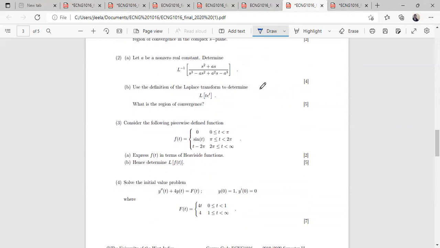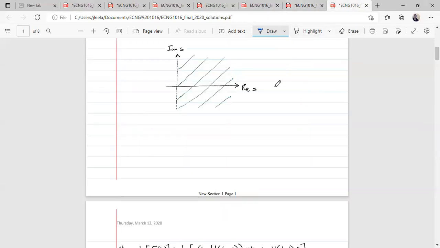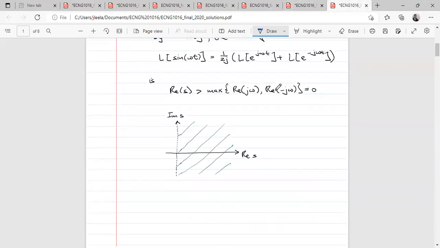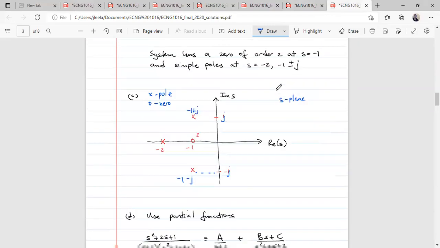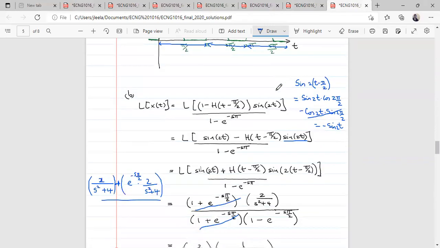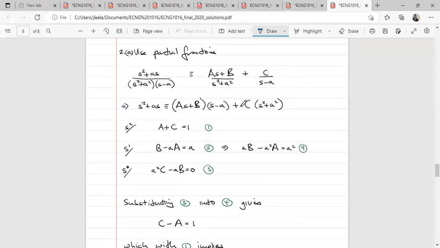Let a be a non-zero real constant. Determine the Laplace inverse of s squared plus as over s cubed minus a s squared plus a squared s minus a cubed. Use the definition of the Laplace transform to determine the Laplace transform of t e to the t. And what is the region of convergence? Right, so this is the problem here.